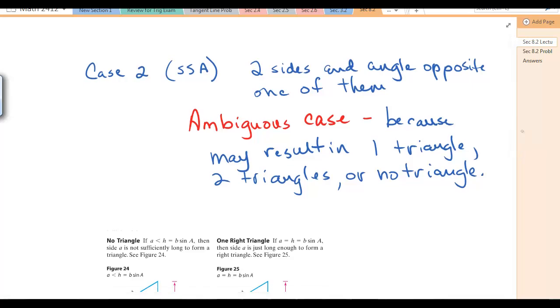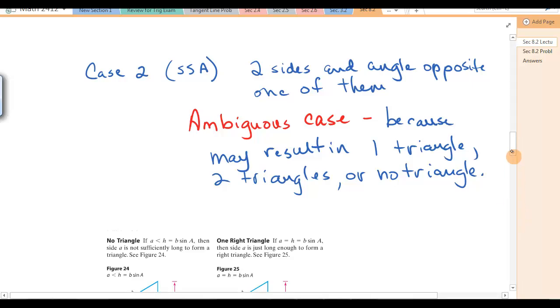Case 2: two sides and an angle opposite one of them. We call this an ambiguous case because, depending on what you end up with, you could have one triangle that you solve, there could be two possible triangles, or there could be no triangle.